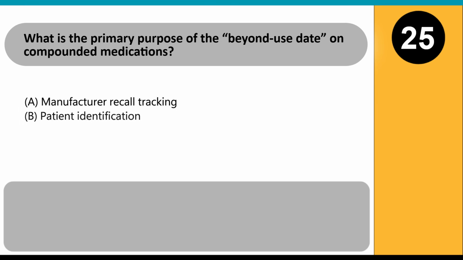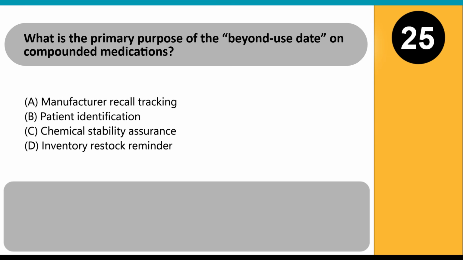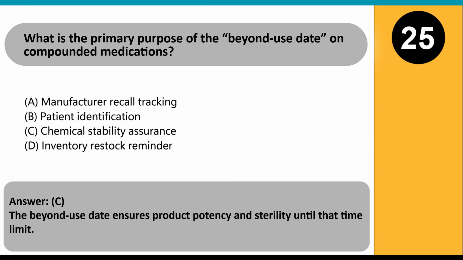What is the primary purpose of the Beyond Use date on compounded medications? A. Manufacturer recall tracking. B. Patient identification. C. Chemical stability assurance. D. Inventory restock reminder. Answer C. The Beyond Use date ensures product potency and sterility until that time limit.